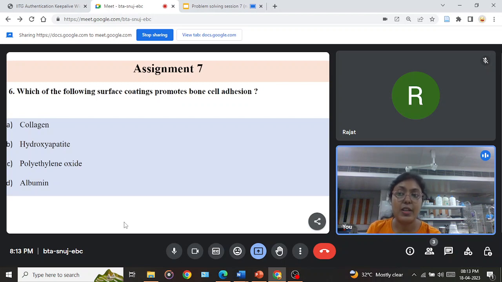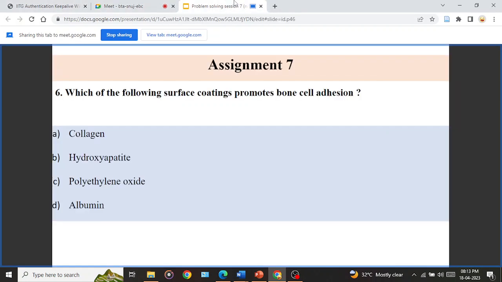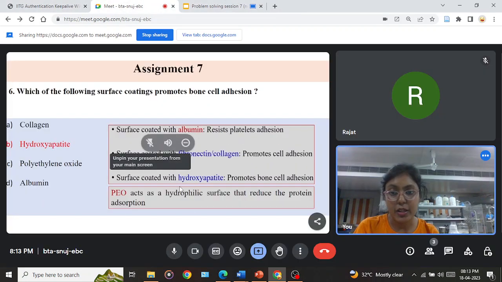Okay, again, if you see option A, that is collagen. Collagen or fibronectin helps in cell adhesion, right? Particularly bone cell adhesion it does not talk about, but it promotes the cell adhesion. Again, polyethylene oxide, wherein we use PEO or polyethylene oxide. Okay, so we will see what is the correct answer to this question. Option B, that is hydroxyapatite, is your correct answer.